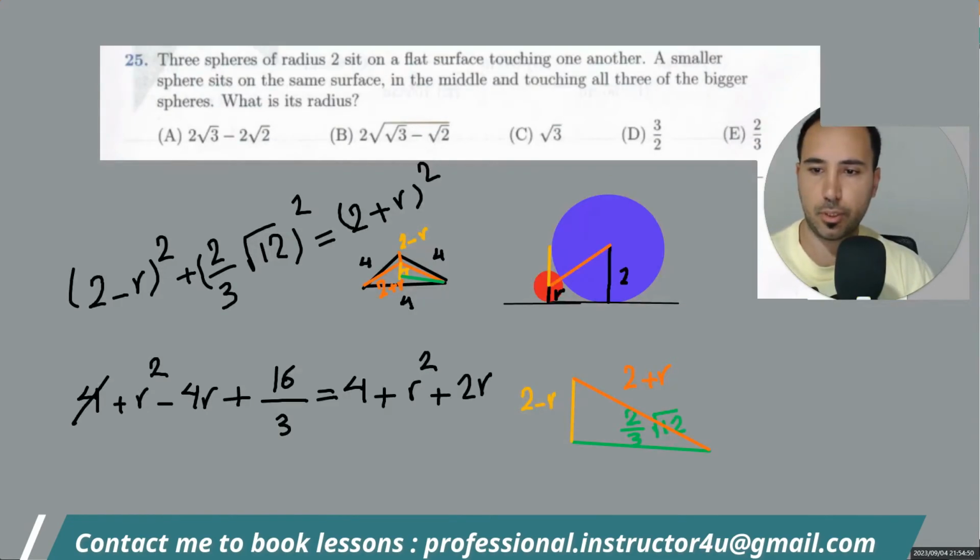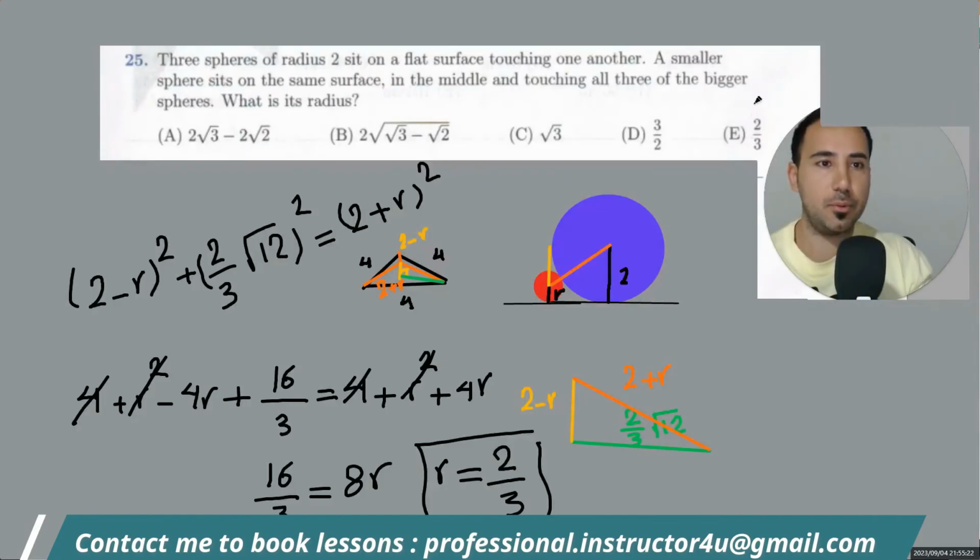So then this 4 cancels with this 4, and the r squared terms cancel. By the way, this is not 2r, this is 4r. So we're going to have 16 over 3 is equal to 8r. Okay, so r is equal to 2/3. So it will be E, right over here.